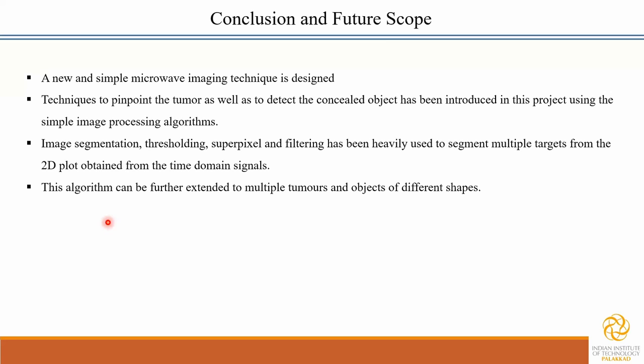Coming to the end of my presentation, the conclusion and future scope: we show that a new and simple microwave imaging technique has been designed, and this technique is used to pinpoint the tumor as well as to detect the concealed object, introduced in this project through simple image processing algorithms. Image segmentation, thresholding, superpixel, and filtering are the algorithms heavily used to segment multiple targets from the 2D plot obtained from the time domain signals. This algorithm can be further extended to multiple tumors as well as objects of different shapes.